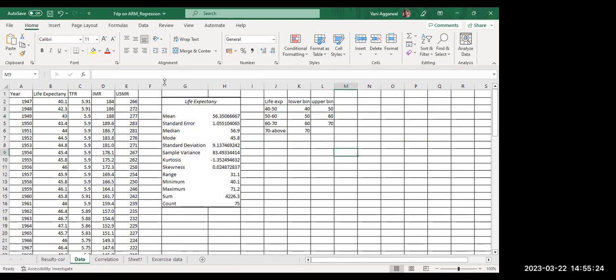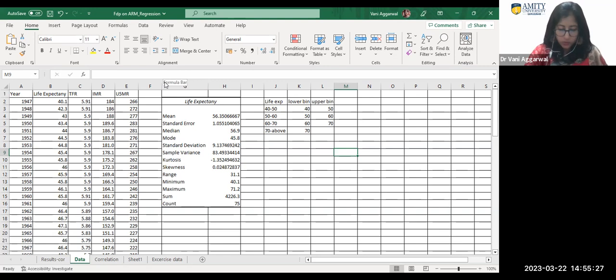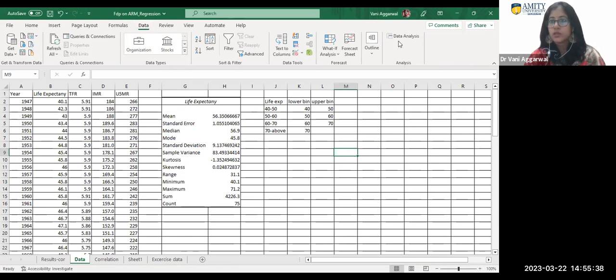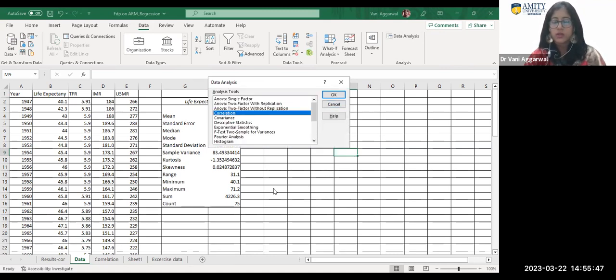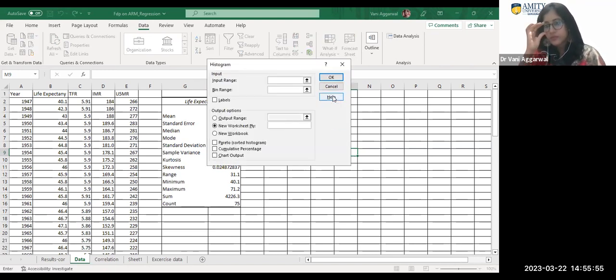Right. So next is what we will do. We'll go to the same data analysis. Same thing. Go to Data, then Data Analysis. Under Data Analysis, there is Histogram. Okay, Histogram, click on OK.